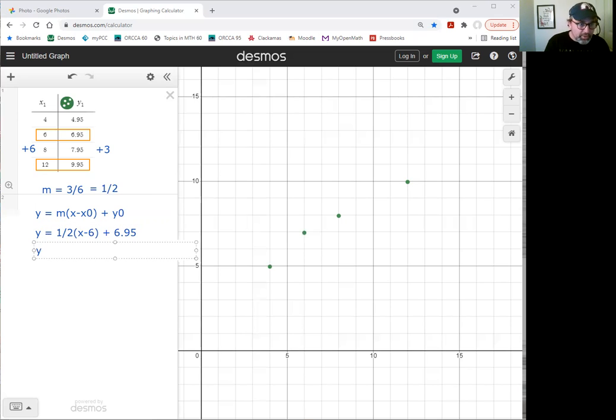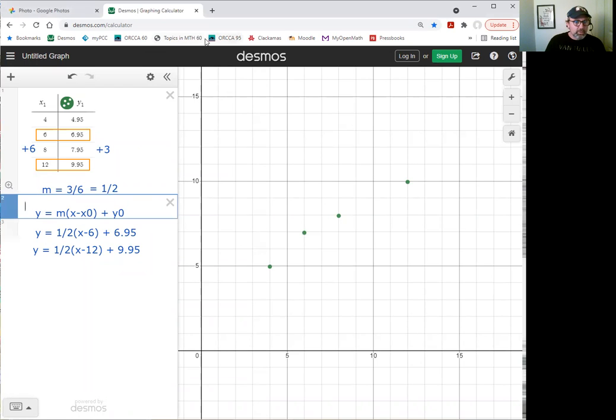We could have used the other point. And had X minus 12 in the parentheses, and then we would have plus $9.95 on the back end there. So either one of those would be acceptable. Those would both be equally good answers for the point slope form of that equation. And so I'm going to type one of those into Desmos now and graph it and see whether we really do get the line that we thought we got.